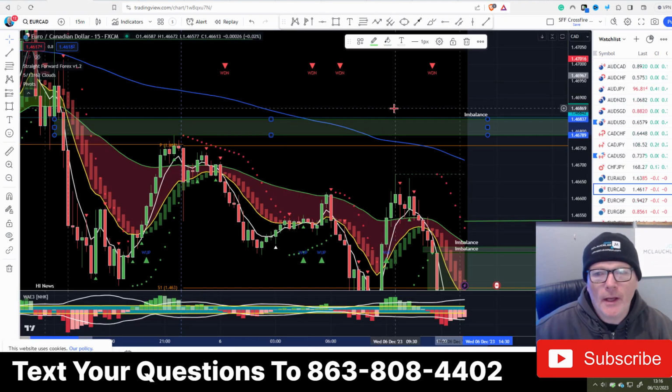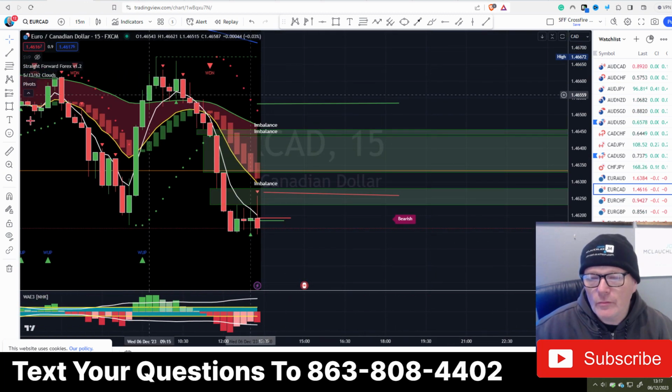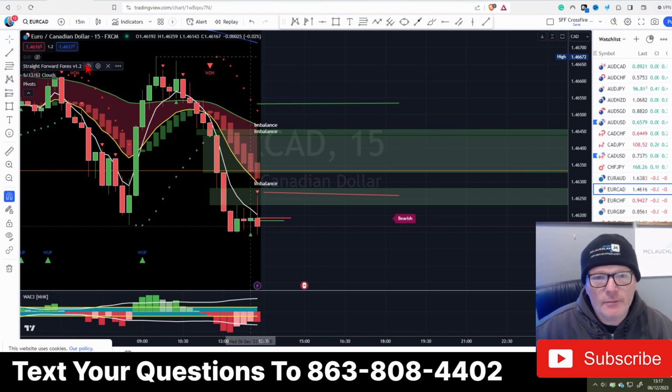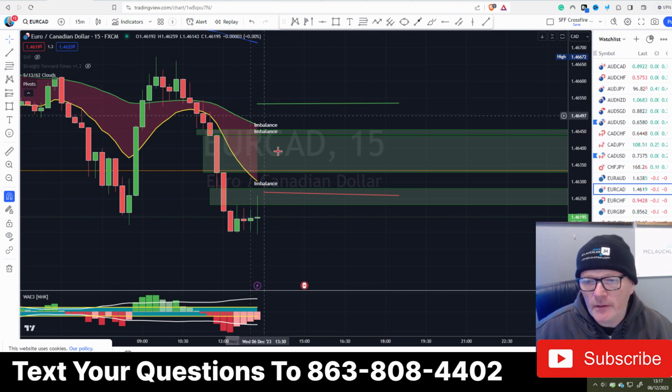Right, next one, Euro CAD. Magnet tool on, and I'll tell you what I'll do as well. This is what I was going to do the other day. Just take some indicators off. Okay, the straightforward Forex indicator, which is what we have built for us. So take that off. It makes it a lot cleaner, and you can see things a lot easier.